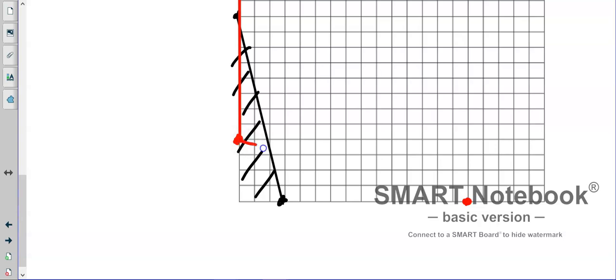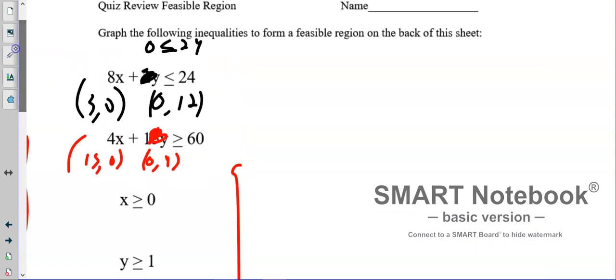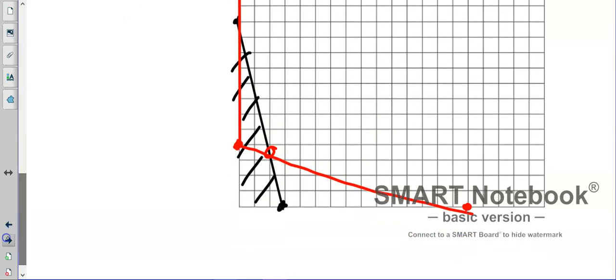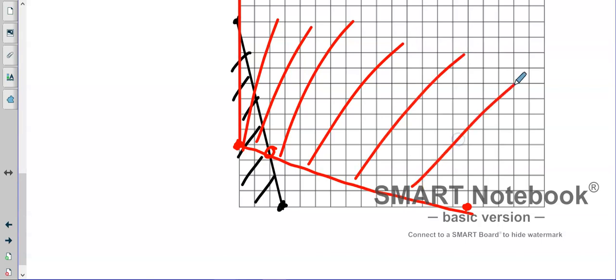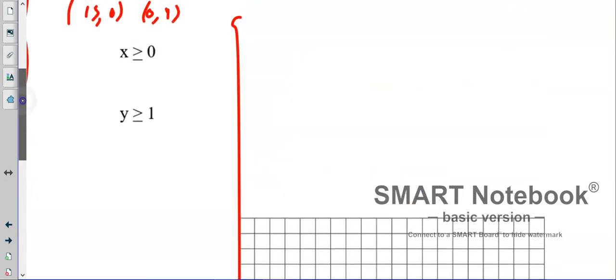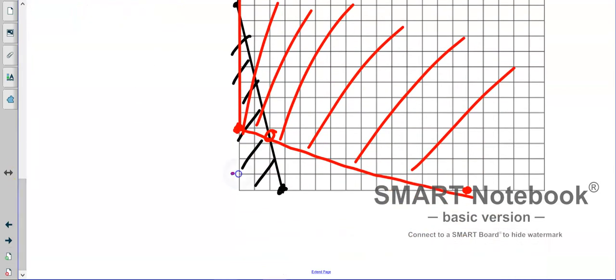And I'm going to do my best to make a straight line here. That's horrible, but you get the gist. Obviously, we're going to have an intersection here in the middle, so not a big deal. All right, now where are we going to shade? So 0 is greater than or equal to 60 is a false statement. So I'm going to shade above this line, like so. All right. And then we have x is greater than 0, which we already have, but y is greater than or equal to 1. Not going to really impact this too much.